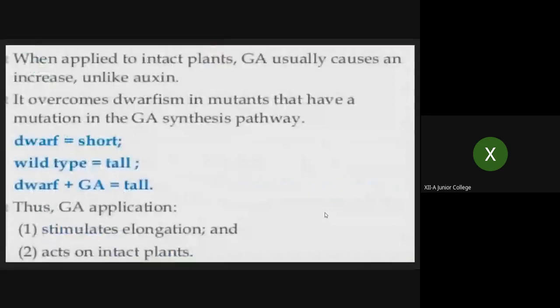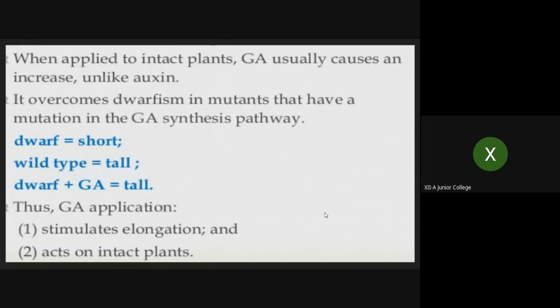When applied to intact plants, GA usually causes an increase, unlike auxins, not only in a particular part, but in the entire plant. So it overcomes dwarfism in mutants that have a mutation in the GA synthesis pathway. For example, dwarf means what? Short plant.